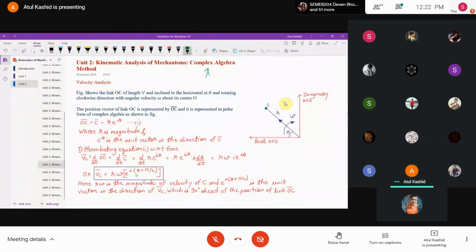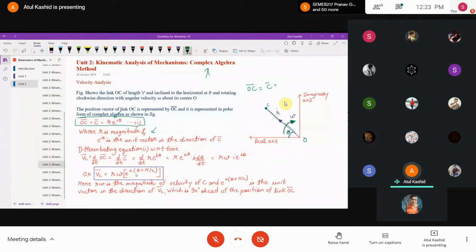And if I want to find the position vector, it will be OC bar, or simply C bar, right? And I can write this equation. Here we can see we have a link OC, which is rotating in the anti-clockwise direction, and the angle is theta over here, right? So this position vector OC bar, that is equal to C bar, can be represented as R e raised to I theta, where R is the magnitude and e raised to I theta is the unit vector in the direction of the C bar, right?